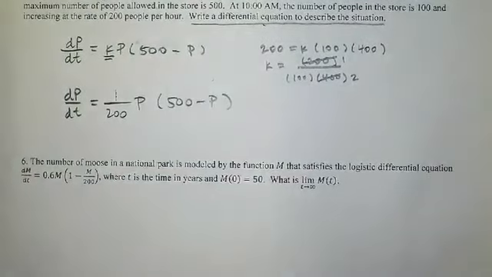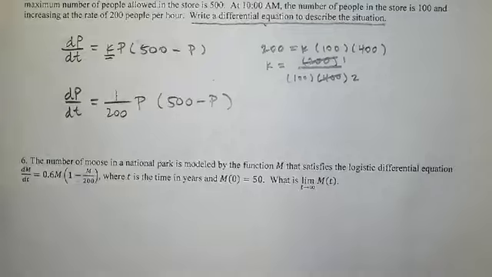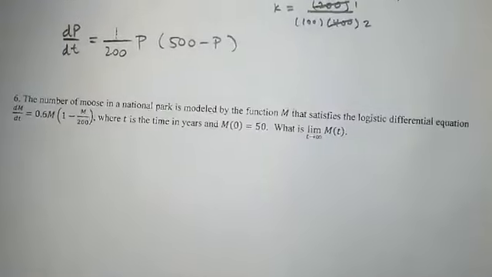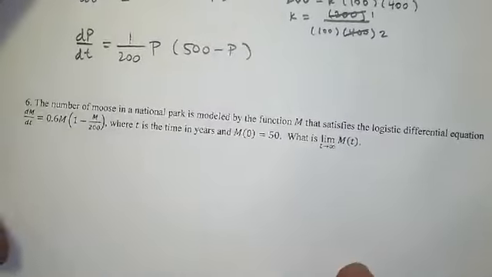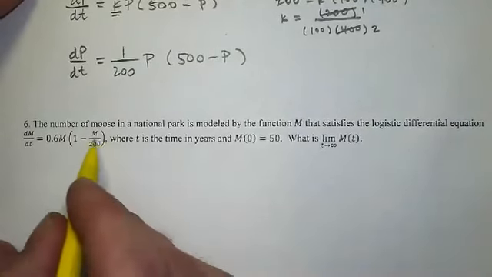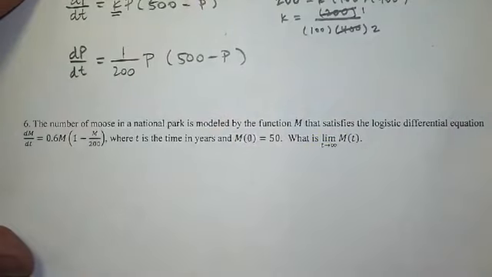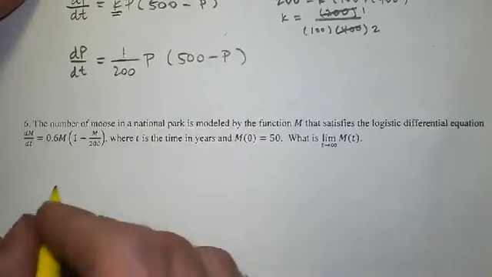Then, all right, the number of moose in the national park is modeled by the function M that satisfies the logistic equation like that. What is the limit of M of t? Okay, well, the limit of M of t is the horizontal asymptote on the graph of M of t. That's the carrying capacity. Okay, now you may be already to the point where you know that it's going to be just this number and the answer is just 200. And I think you're good to say that without any justification. Maybe you're not sufficiently convinced. Maybe you need a little more evidence.